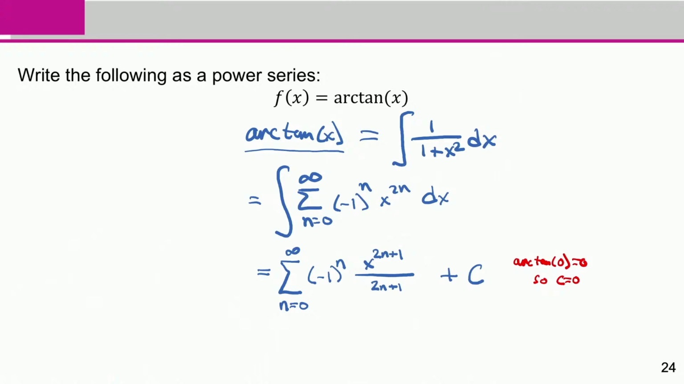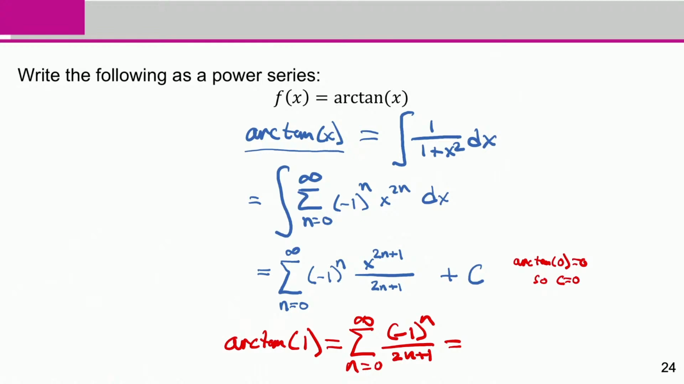I don't know if you remember, but there was a point in time where I was saying, oh yeah, I know that particular series adds up to like pi or something like that. It's because of this. If you do arctan of 1, it's going to be this series. So you're going to plug 1 in for x. So this becomes just negative 1 to the n over 2n plus 1. And so what does that work out to?